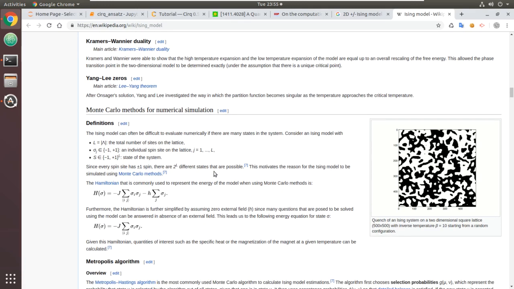Definitions. The Ising model can often be difficult to evaluate numerically if there are many states in the system. Consider an Ising model with L, the total number of sites in the lattice, and an individual spin site in the lattice. Since every spin has ±1 spin, there are 2 to the power of L different states that are possible. This motivates the reason for the Ising model to be simulated using Monte Carlo methods. The Hamiltonian that is commonly used to represent the energy of the model.